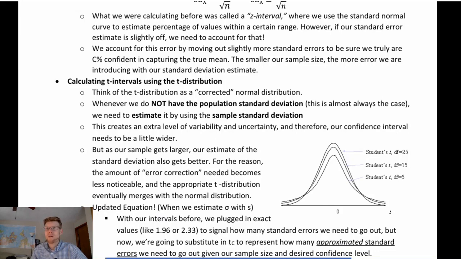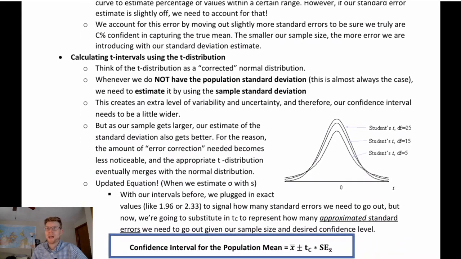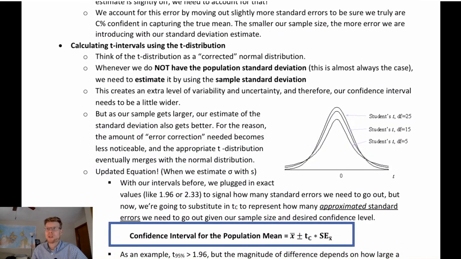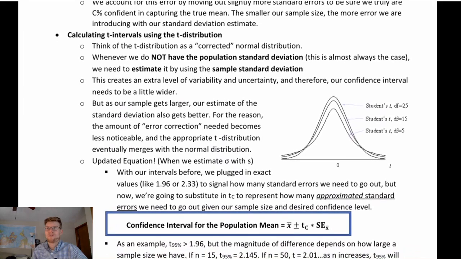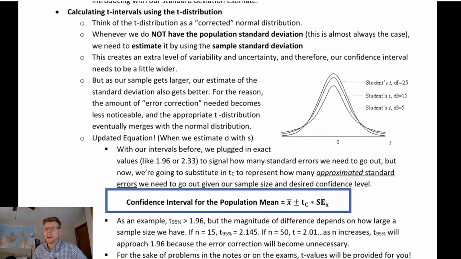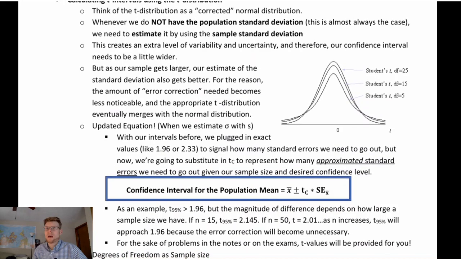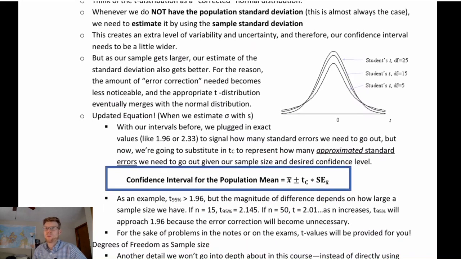So whenever we don't have sigma, which is almost always the case when we're working with means, we estimate it with the sample standard deviation. We have that extra level of variability and uncertainty, so we're going to make our confidence interval slightly wider. So that's why we have this error correction, and we're going to stretch out slightly more distance than we would otherwise.